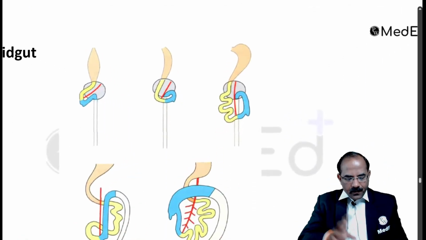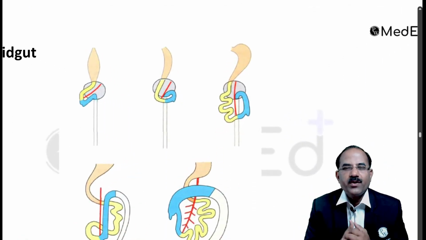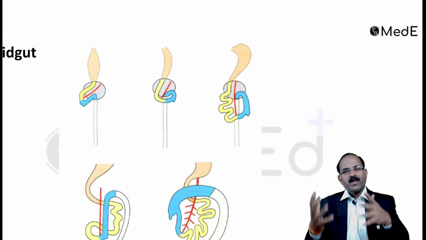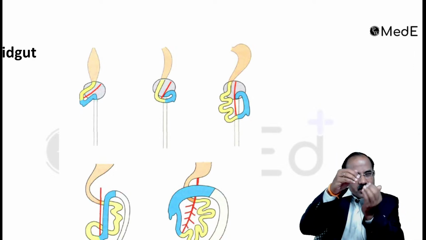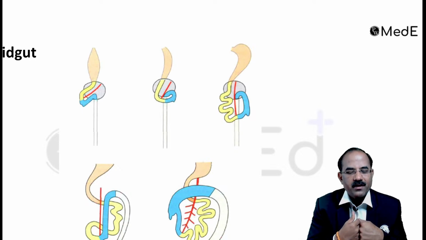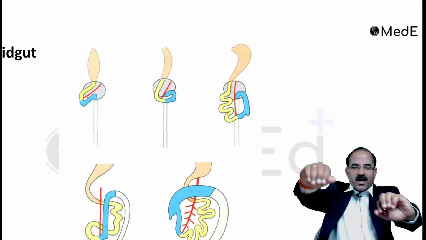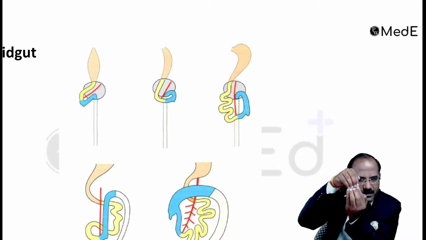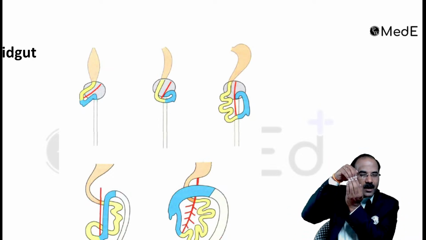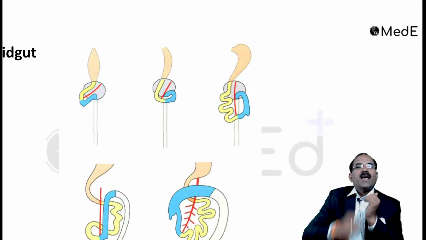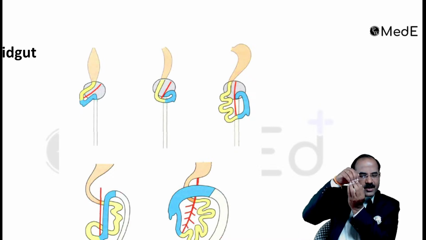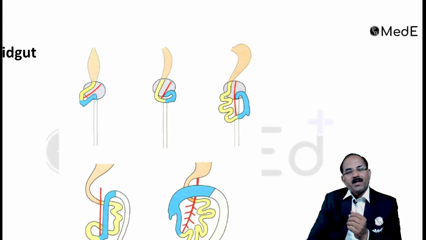Look here. The liver is growing very fast on the right side. So there is no place for the midgut inside the abdomen. But what does the midgut do? The midgut forms a loop like this, and this loop comes outside the abdominal cavity.